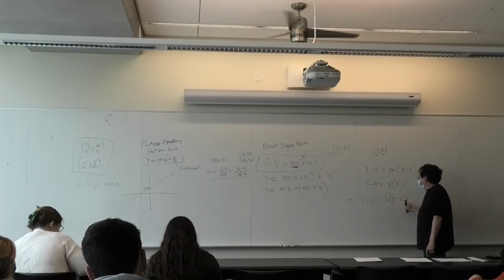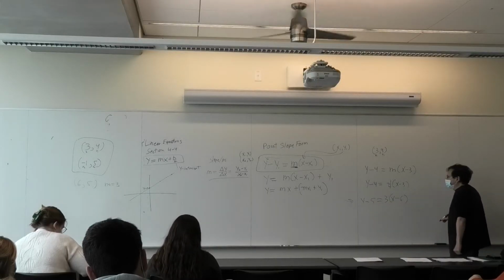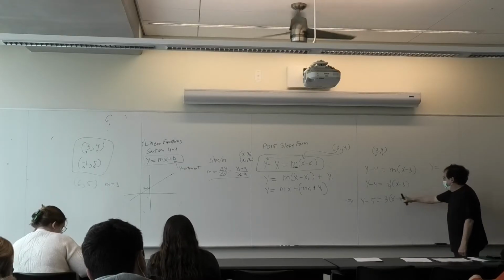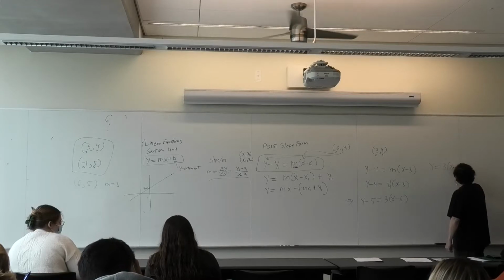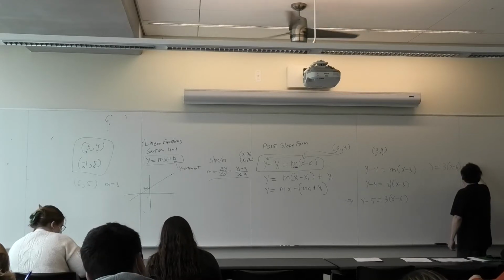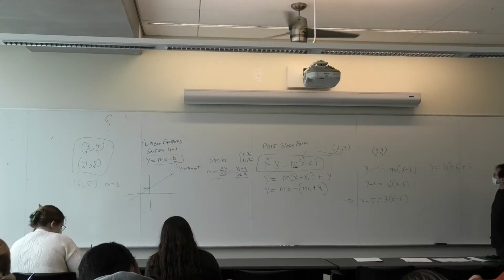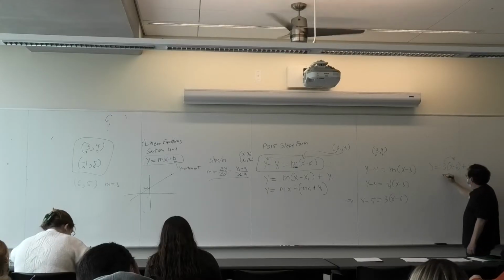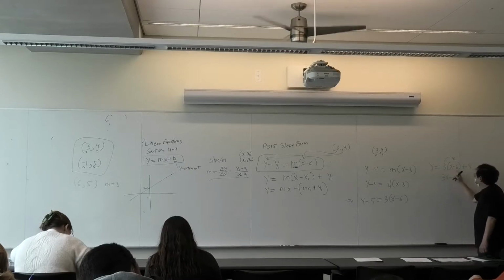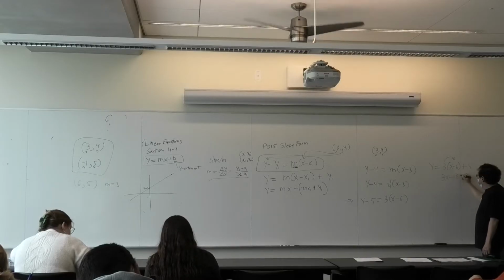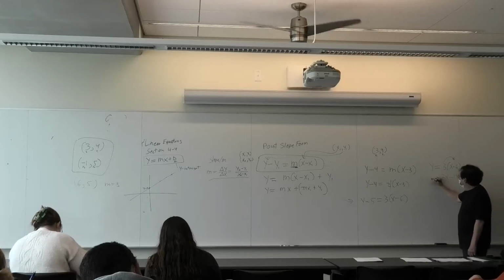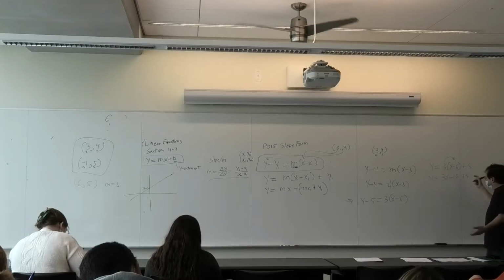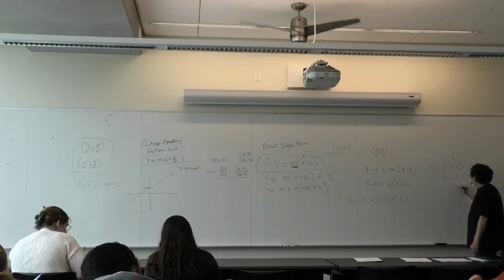Y minus 5 equals this. Well, let me add 5 to both sides. So if I add 5 to this side, I just get y equals. And here I get 3 times x minus 6 plus 5. I have to add 5 to both sides. Now I'm going to distribute my 3. So I have 3x minus 3 times 6, 18, plus 5. And minus 18 and plus 5, that's what? That's minus 13.